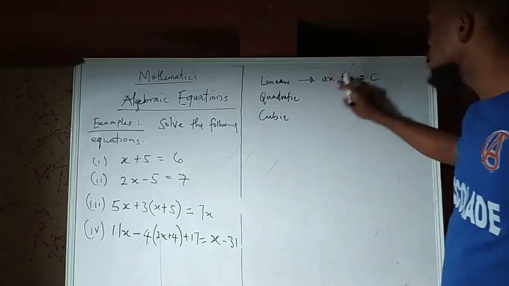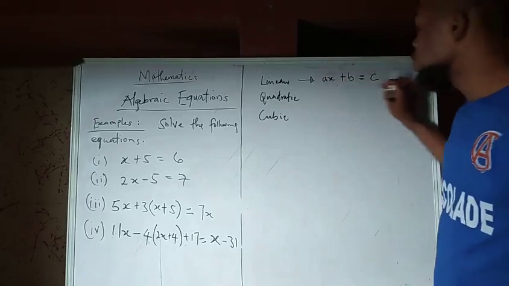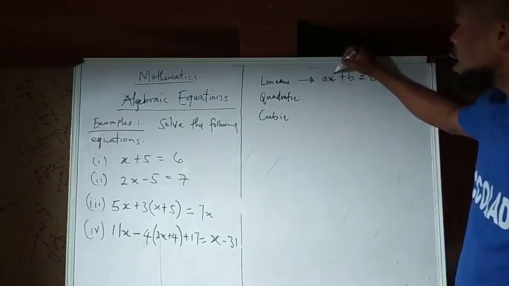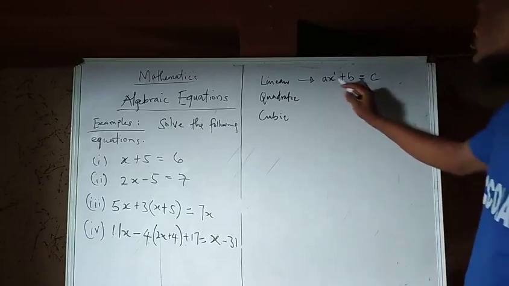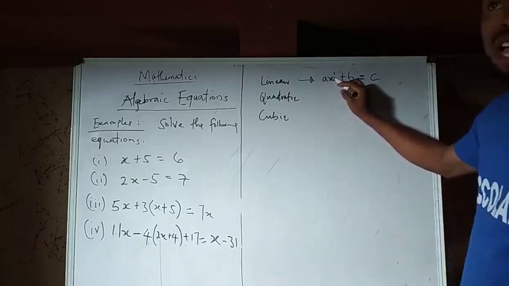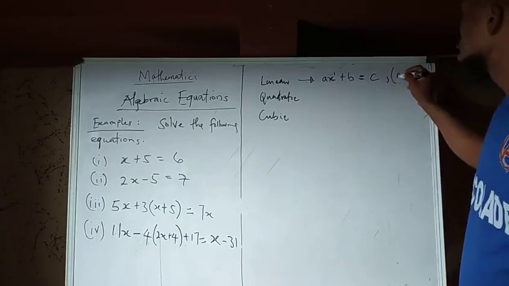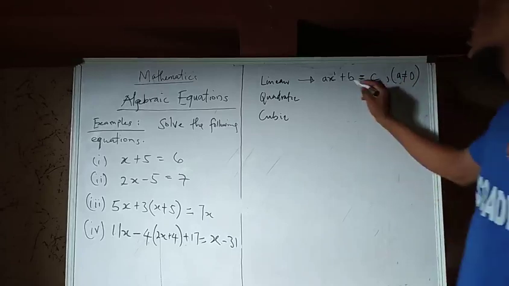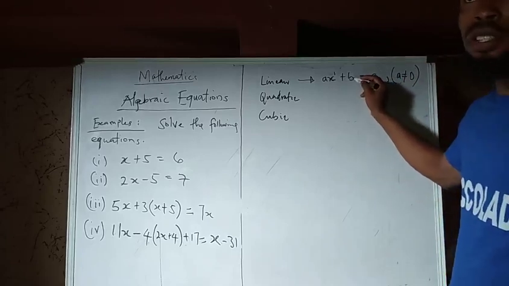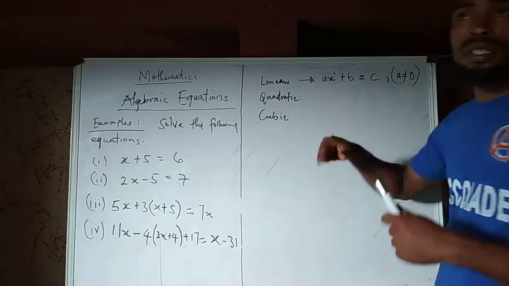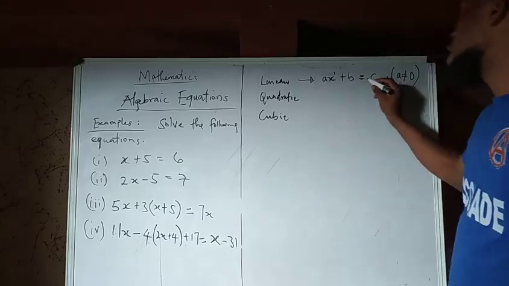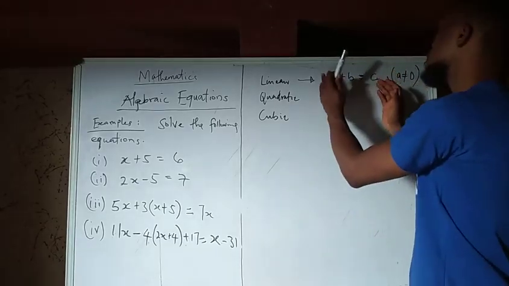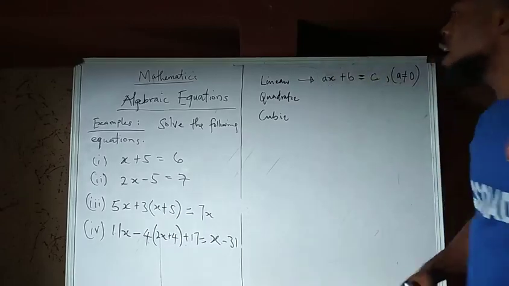Now, what are the characteristics of this equation that I've written here? You can see that the power of x here is 1. Then there is a coefficient of x, which must not be equal to 0, a not equal to 0. And then there is a constant, even though this constant can be 0. And then there is another constant here. So this is the linear equation form.